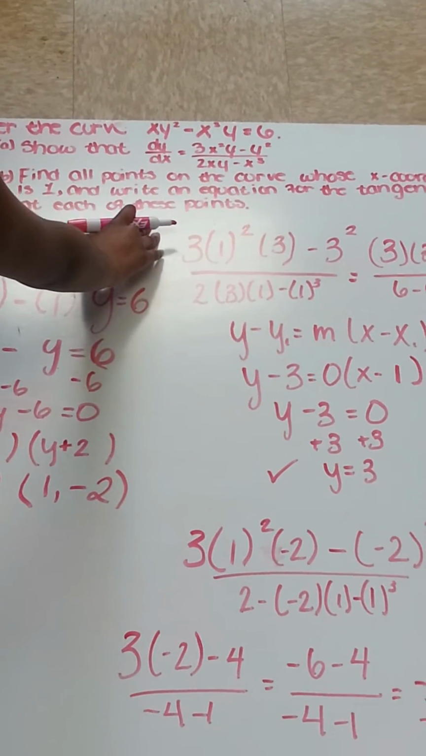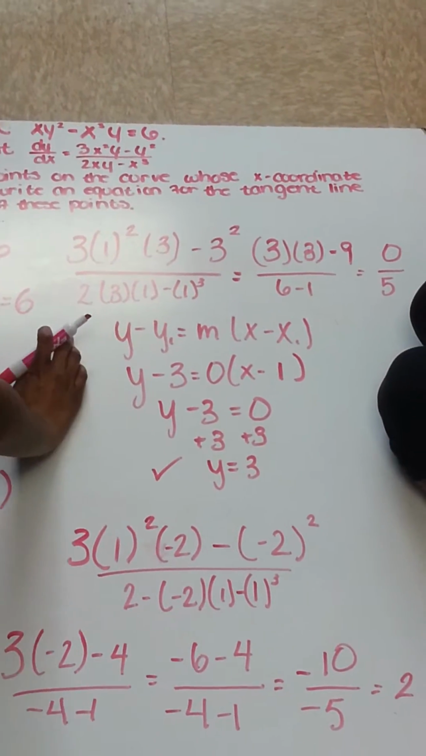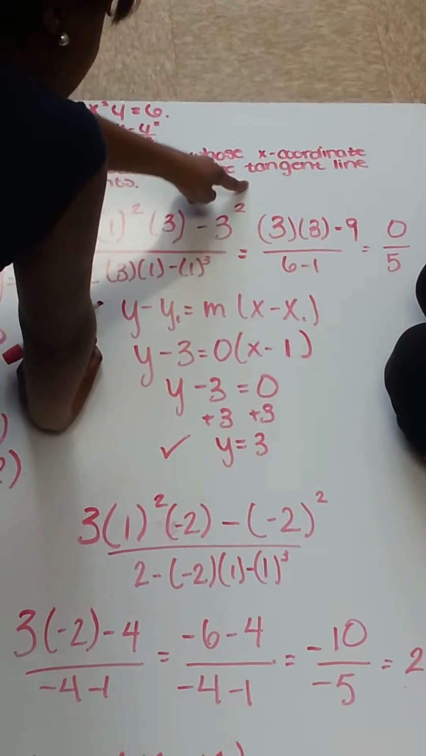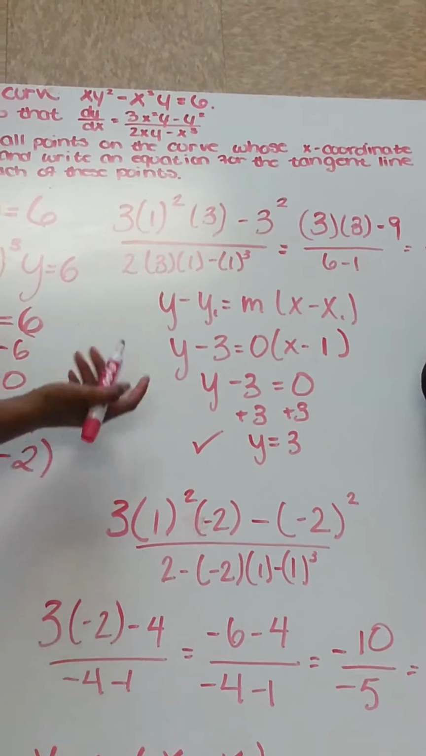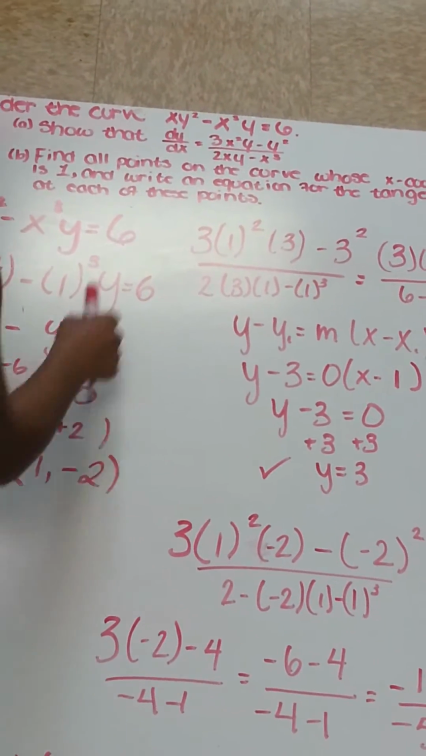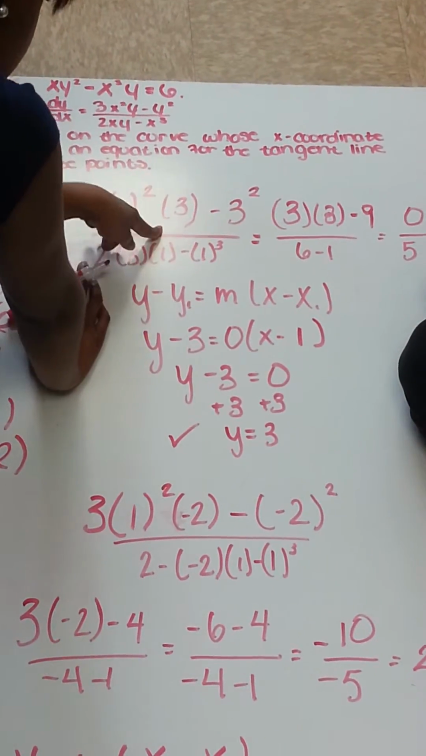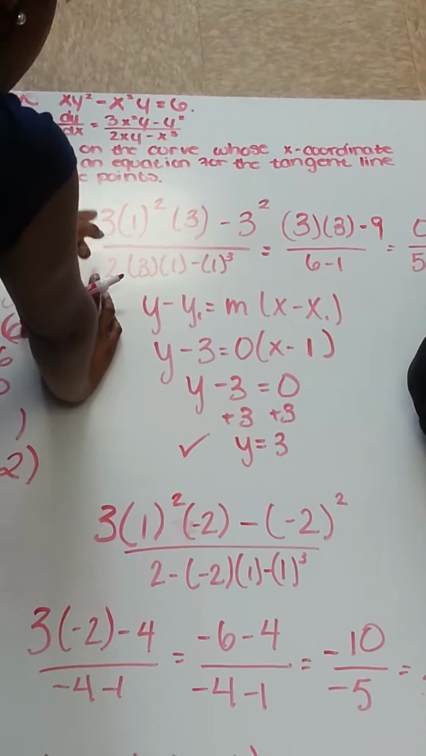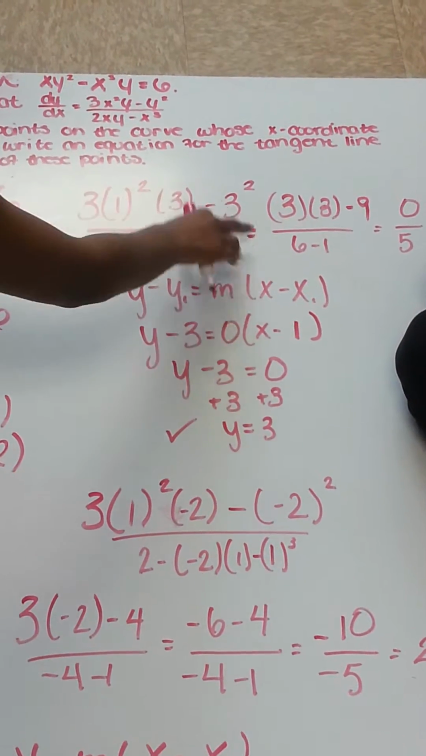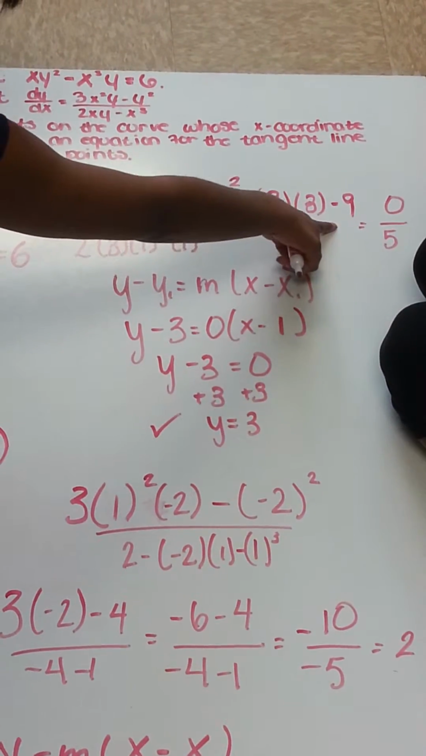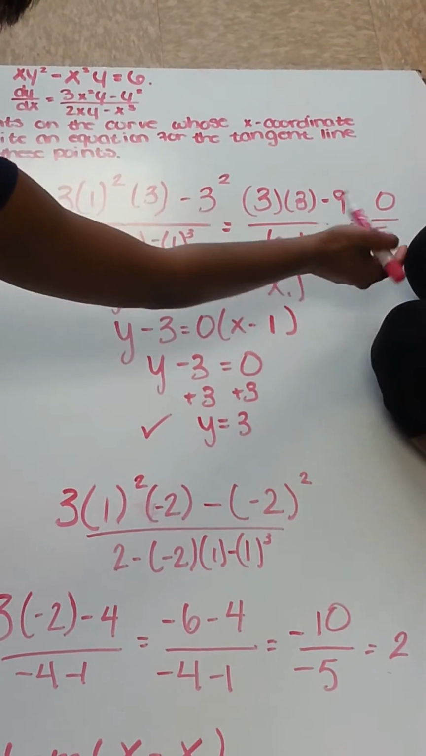Now the second part of the problem says write an equation for the tangent line at each of these points, so you have to make an equation for the line. When you see tangent, that makes you think of derivative. Miss P taught us that in calculus. So now you plug your points into the slope. You're going to have 3 times 1 squared times 3 minus 3 squared over 2 times 3 times 1 minus 1 cubed, just like the original problem. Once you sub it in and solve, you have 3 times 3 minus 9, which is 0, and then 6 minus 1 is 5. So that pretty much equals 0.